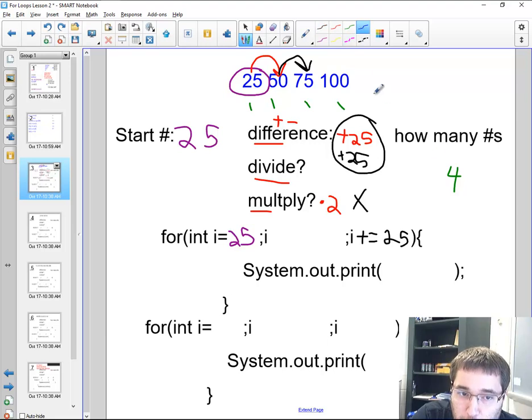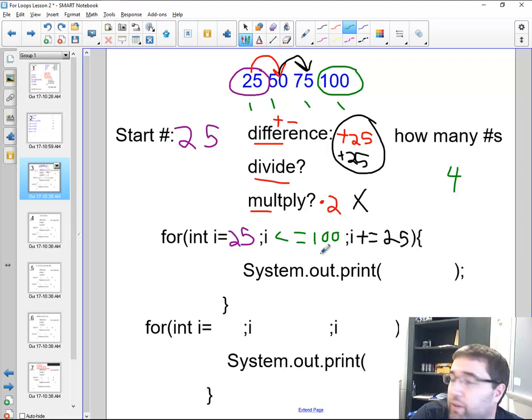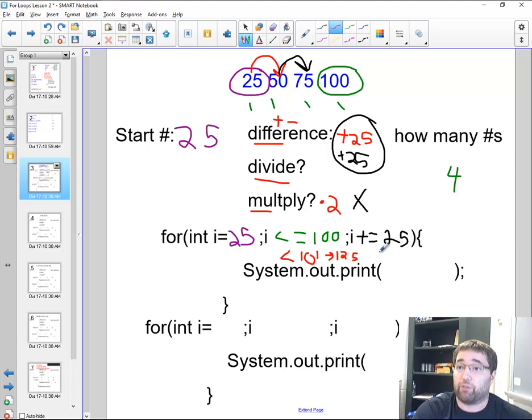How many numbers? 4. However, I want to stop at 100. So it's i is less than or equal to 100. It's less than because I'm starting at 25 and going to 100. You could also write less than 101 if you wanted to. That would also be an acceptable answer. And technically that could be 101 to 125 if I really, really wanted to, but I wouldn't recommend doing that.